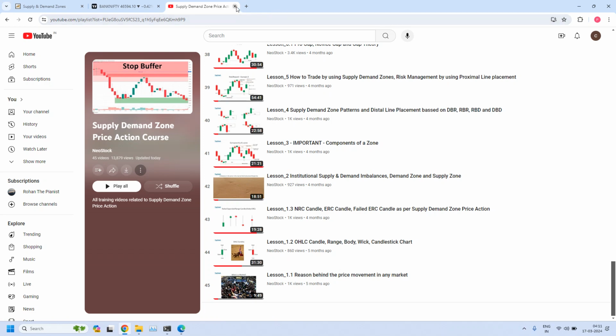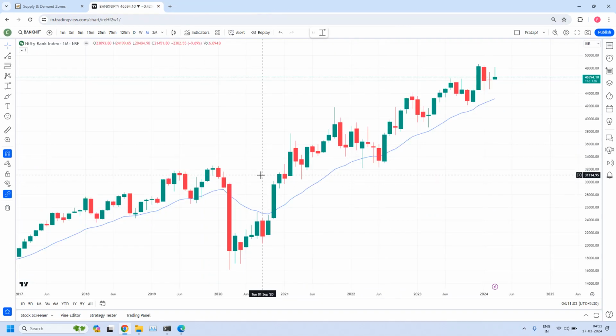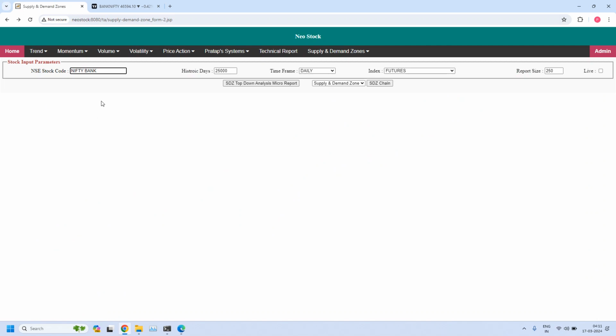Now let's get into Bank Nifty's support and resistance with the help of NeoStock supply demand zone chain. So let's start with monthly time frame. For Nifty Bank, that is Bank Nifty, I am going to the monthly time frame and generating the supply demand zone chain.